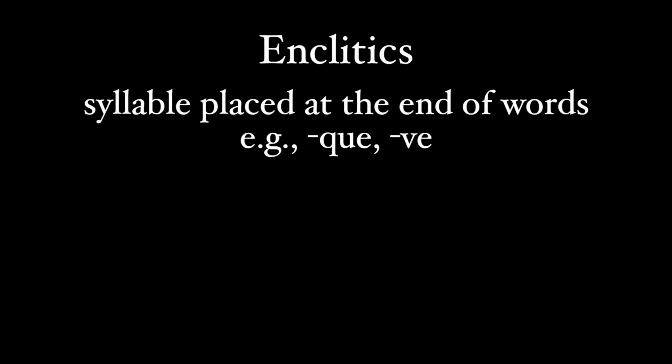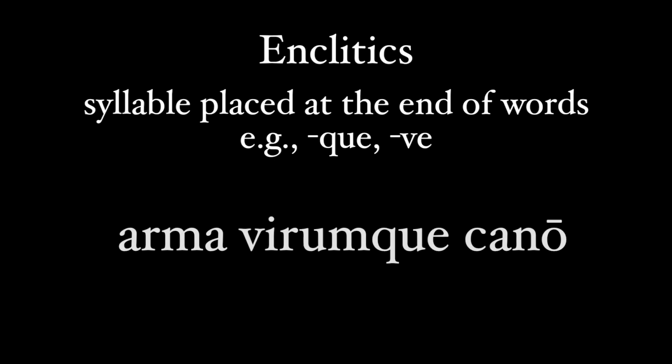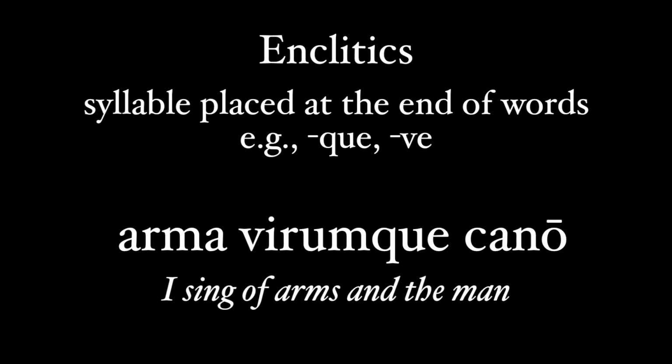Finally, there may be an exception with enclitics. An enclitic is something like que, which means and, or ve, or, that's placed at the end of a word. So this is the beginning of the Aeneid, the famous first three words, I sing of arms and the man. In the Golden Age Latin of Virgil, the accent isn't changed by the addition of an enclitic. So virum has the stress on the first syllable, the vi.